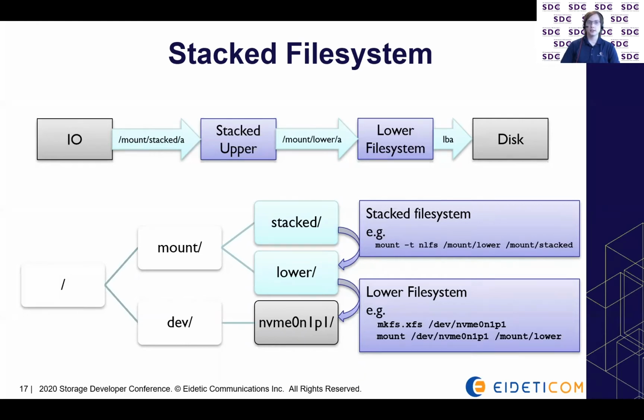When reads and writes take place on the upper file system, data appears as it was written. On the lower file system, you would see the compressed data.